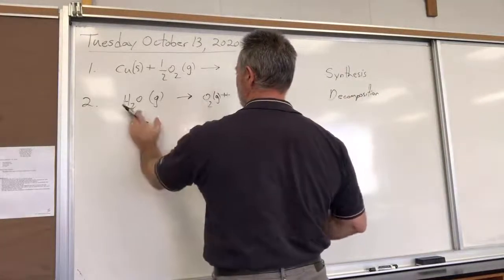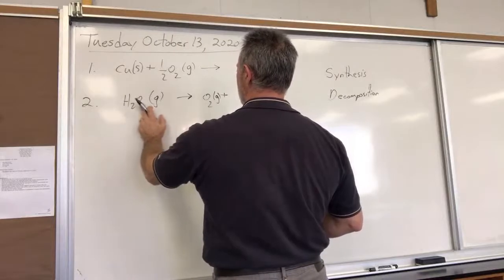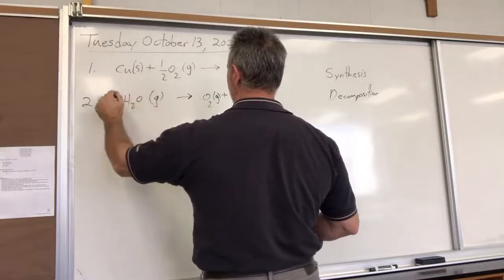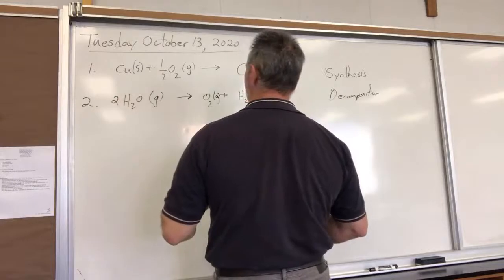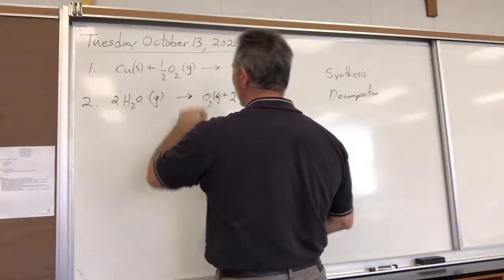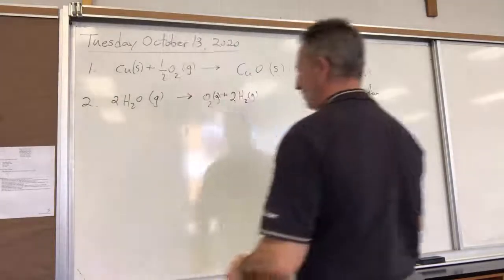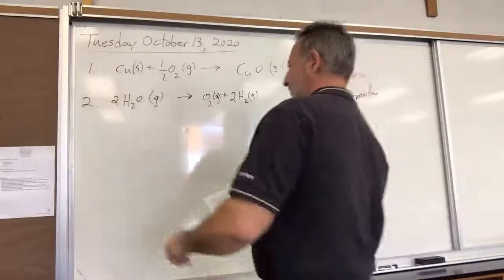The hydrogen is balanced because there's two of them. The oxygen, there's only one on the left, so I can either put a 2 here and double the hydrogen, or I could have put a 1/2 on the O2. Either way, it would have been correct. Number 3.